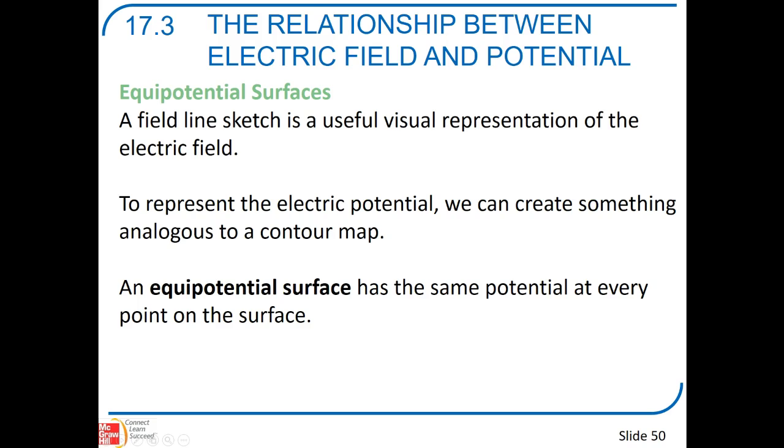Hey, this is Horner. We're going to look at 17.3 and 17.4. The relationship between electric field and potential is 17.3, and it starts off with equipotential surfaces.